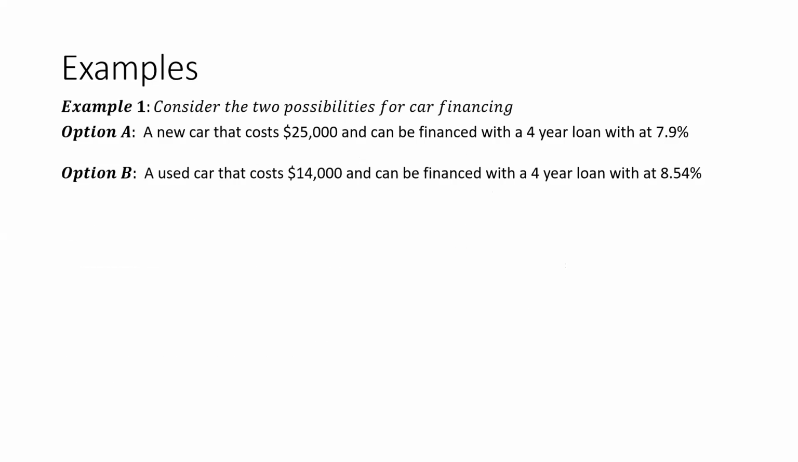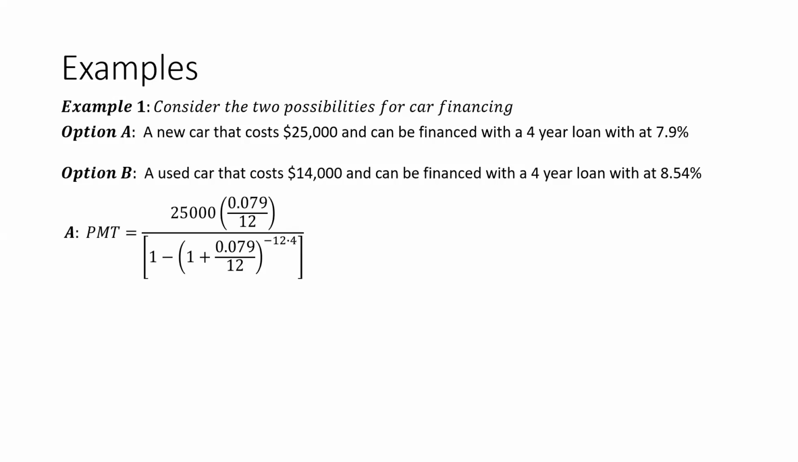Let's see it again. Now we have a new car that costs $25,000 that can be financed with a 4-year loan at 7.9%. We have a used car that is much cheaper and can be financed with another 4-year loan, but now we're doing 8.54%. And again, car loans, unless you have weird cases, are always going to be monthly. So we're going to be compounding these monthly.